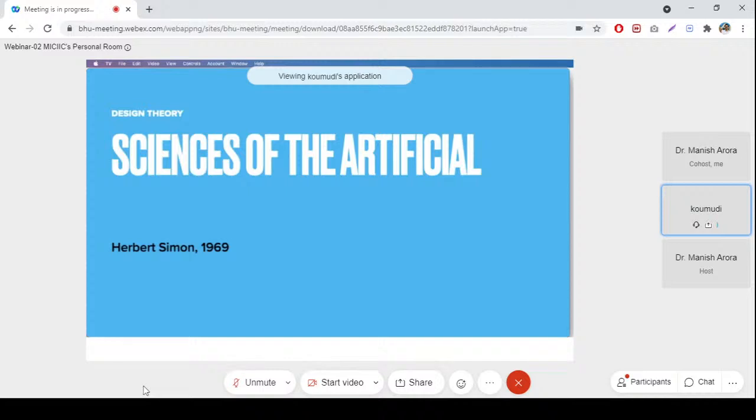Now let us look at the theory of Herbert Simon, who proposes that design is the science of the artificial.